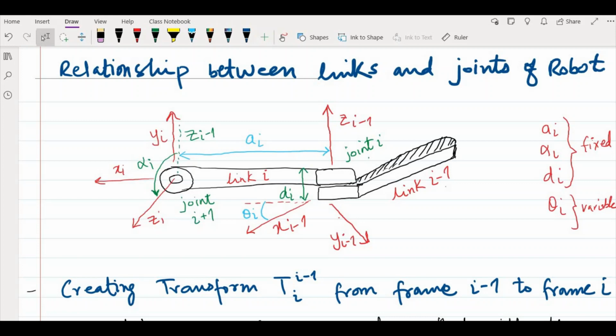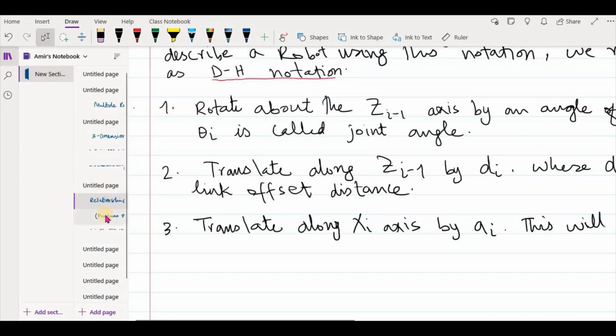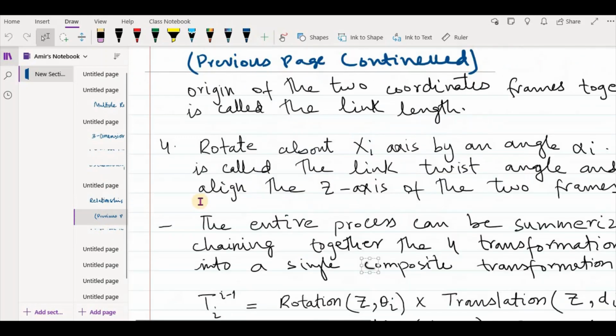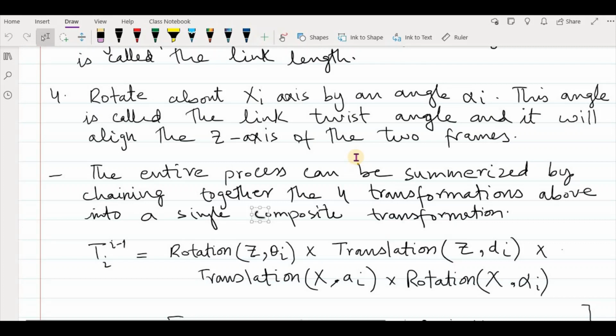So this is how the DH notation works. This is how we transform one frame to another frame using the DH convention. We just need these 4 parameters. Yeah, these 4 points we already covered, including the rotation about the x-axis.